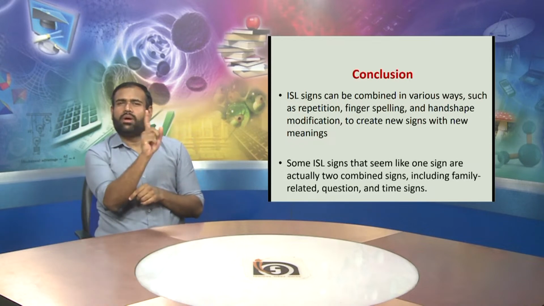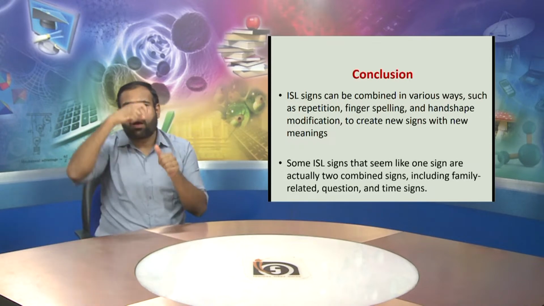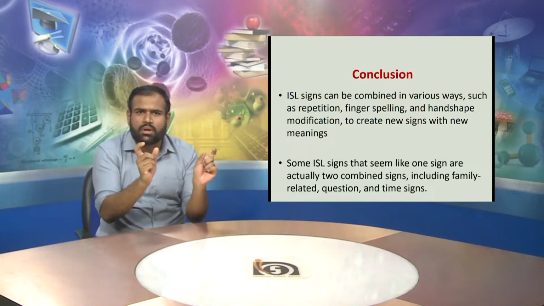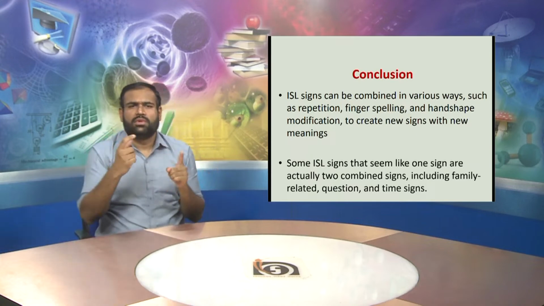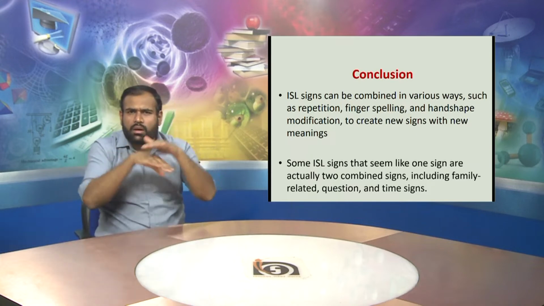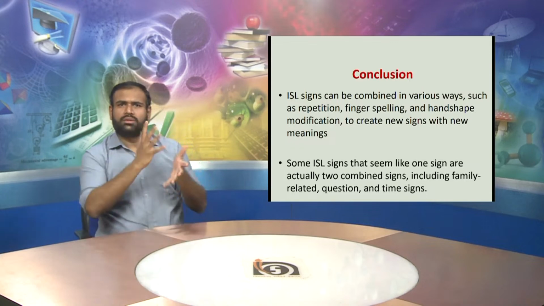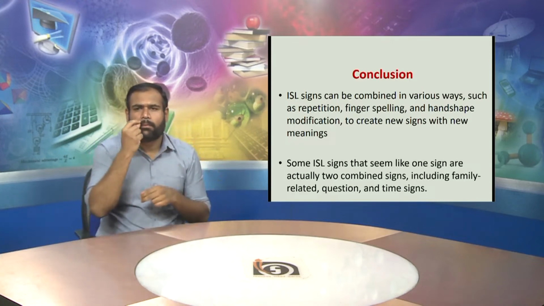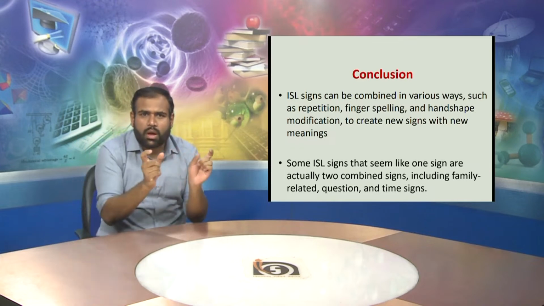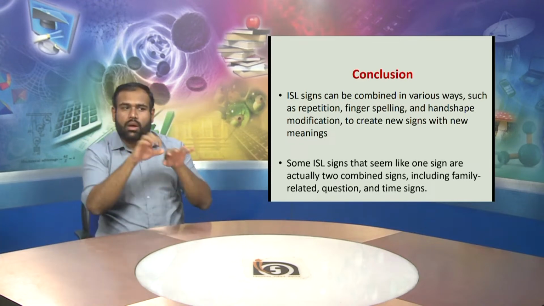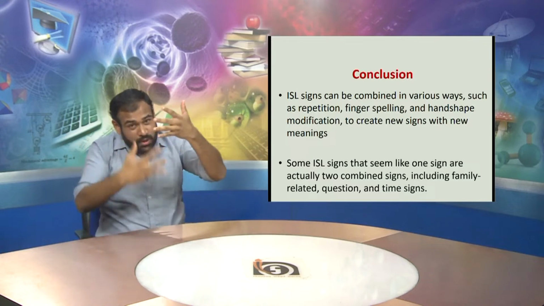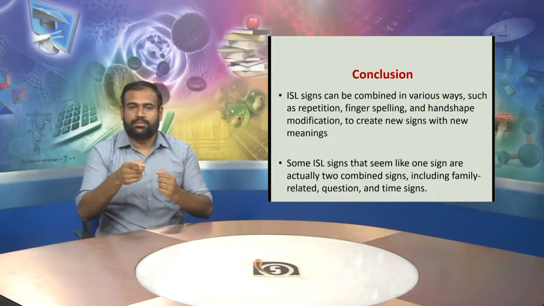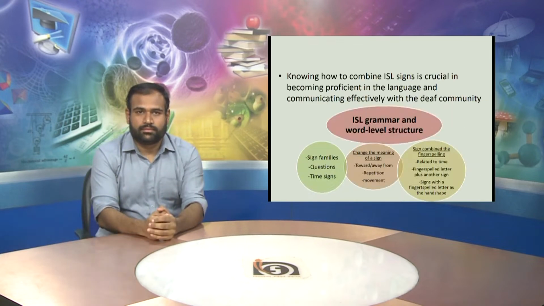Some ISL signs that seem like one sign only are actually two combined signs, including family related signs and sometimes questions, sometimes time signs. So basically they are not one sign, they are the combination of 2, 3 or more signs. By going through this lesson, you will now be able to identify all those signs easily.